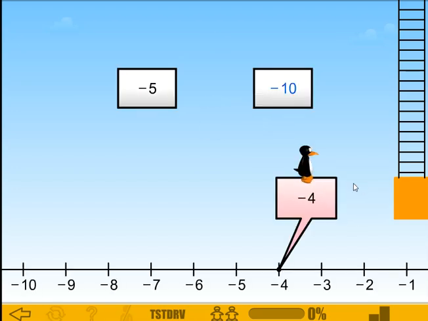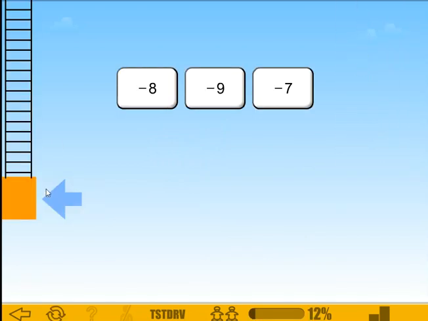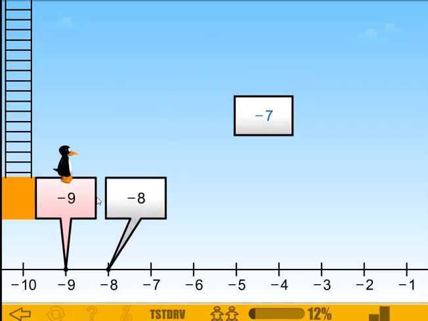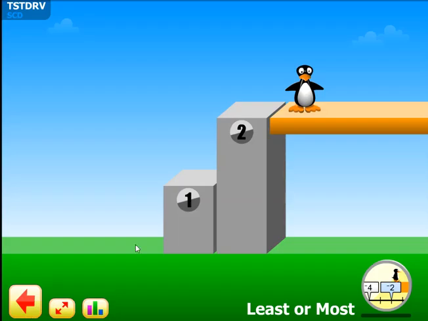So I'm going to try that. Yeah, there you go. Gigi needs to be as close to the ladder as possible. Ladder's over here. We're looking for something that's the least, furthest to the left. So negative 7 is more than negative 8, which is more than negative 9. I would rather lose $7 than $9. There you go. Okay, that's kind of cool.